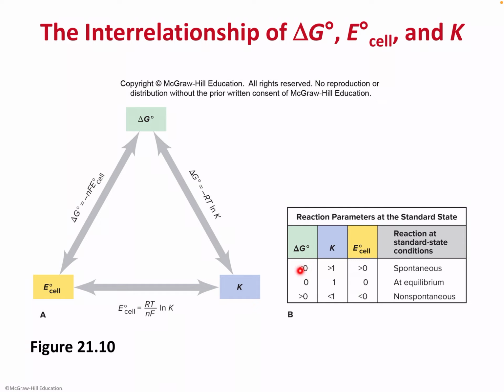Delta G less than 0, K greater than 1, E naught cell greater than 0, that's a spontaneous reaction. If delta G naught equals 0, E naught cell equals 0, K equals 1, at equilibrium. If delta G naught greater than 0, K less than 1, E naught cell less than 0, that is a non-spontaneous reaction.